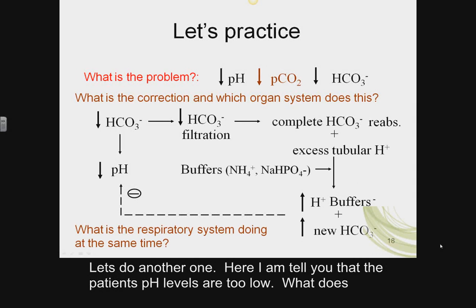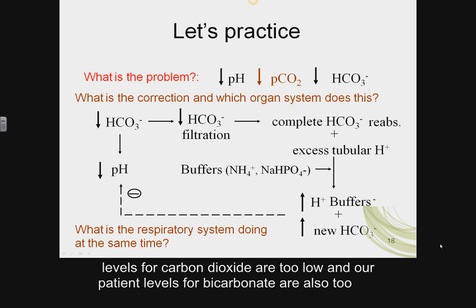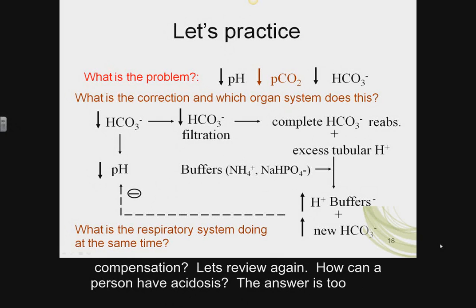Let's do another one. Here I am to tell you that this patient's pH levels are too low. What does that mean? Did you say that they have acidosis? You are correct. Now our patient levels for carbon dioxide are too low, and our patient levels for bicarbonate are also too low. Which of these solutes is the problem, and which of these solutes reflects the compensation?